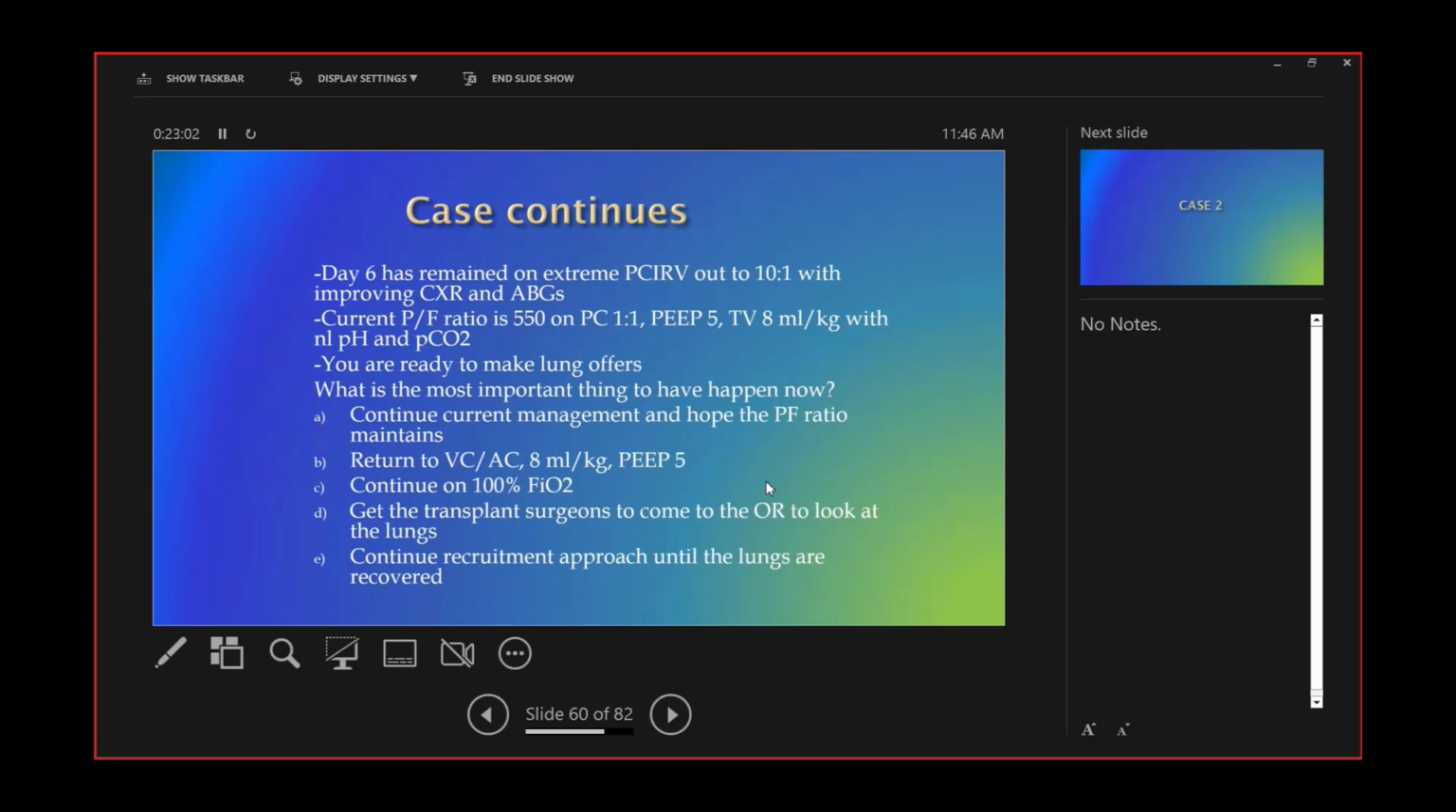So the most important thing now is continue management and hope the PF ratio continues. Return to VC-AC 8 per kilo, PEEP of 5, continue on 100% FiO2, get the transplant surgeons to come to the OR to look at the lungs, or continue the recruitment approach until the lungs are recovered. And obviously we got the transplant surgeons there, and they were happy to come for these lungs, and these lungs got transplanted. Is that day 6 of admission or day 6 of on case? Day 6 of admission to the ICU, day 3 of management for us.